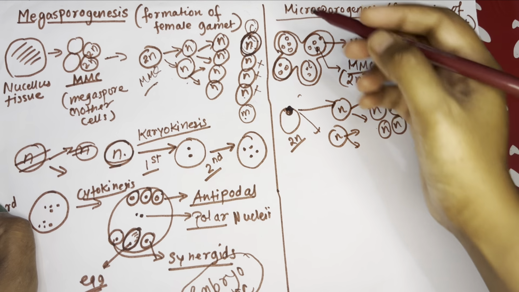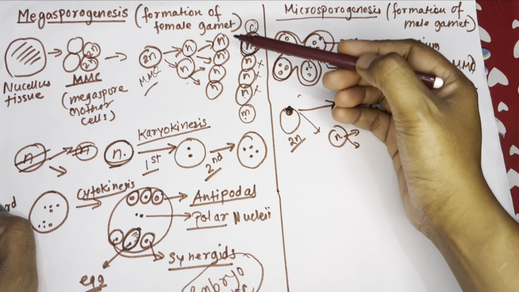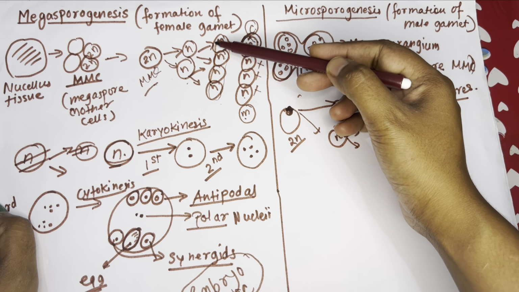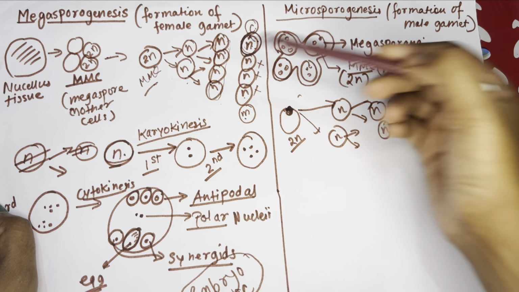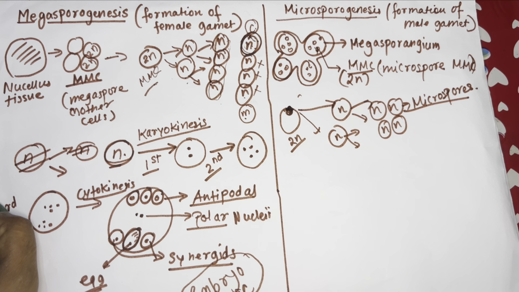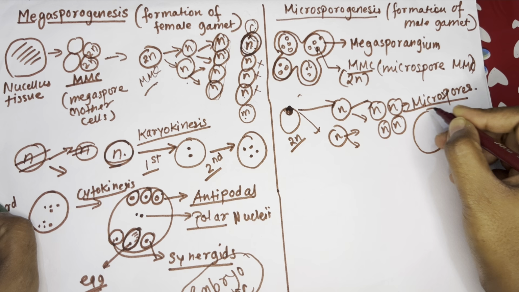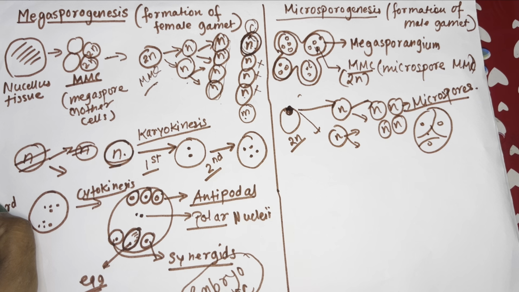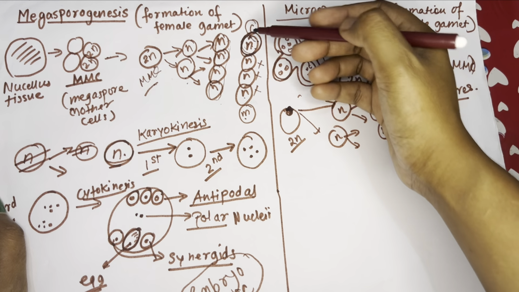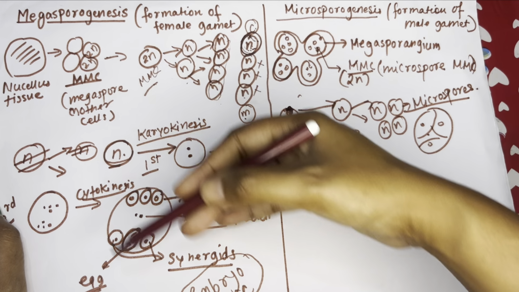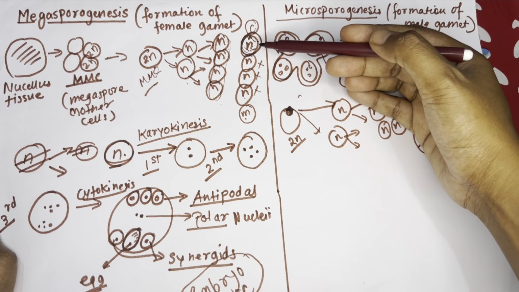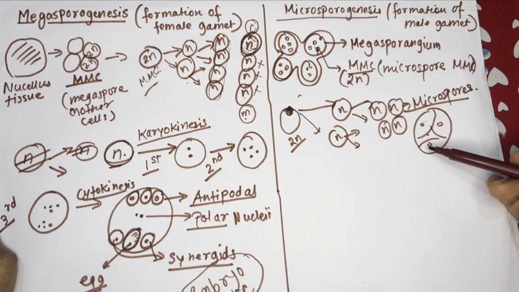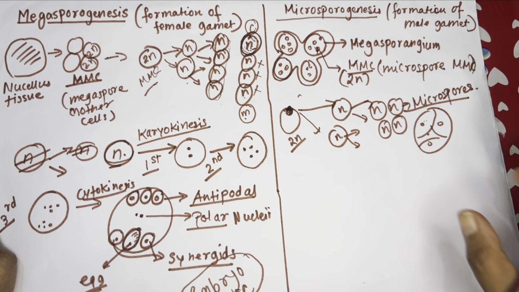Okay. Unlike the megasporogenesis, here the arrangement was linear. Okay. All the megaspores were arranged in a linear structure like this. The tetrad was a linear tetrad. But this time it will be circular. The arrangement is somewhat like this. Okay, like this. Another difference is that there only one megaspore was participating in the further process. Only one survived from the chalazal end. But here all the 4 microspores will participate in the process, not only one.